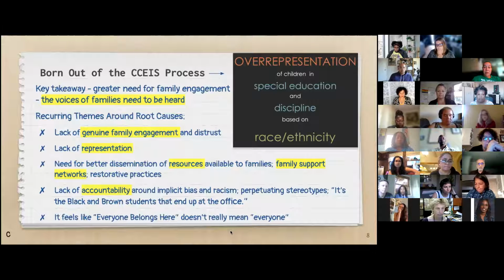A key takeaway that came out of the focus group discussions was the need for greater family engagement. Other themes included lack of representation of educators and staff of color, as well as a lack of accountability around implicit bias and racism. Next slide, please.